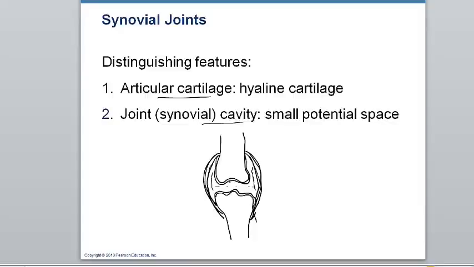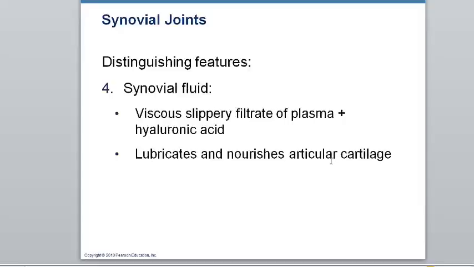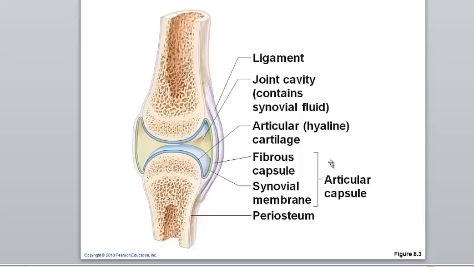So let's just focus on that. You have the capsule, which has two layers. You have the outer fibrous capsule and you have the inner synovial membrane, which is a loose connective tissue. And you have synovial fluid, which is produced by your synovial membrane, which gives that lubricant effect to the bone itself. Now here's a better picture of a general synovial joint.